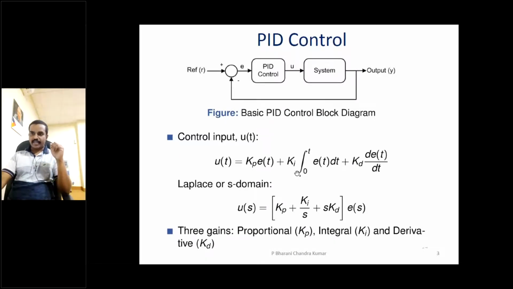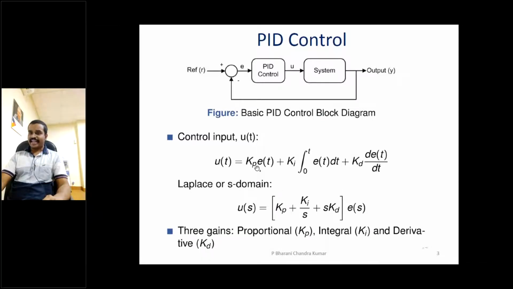When it comes to the I controller, the control input U is directly proportional to the integral of error. That's why the integral is coming into the picture. And the proportionality constant is Ki. And the third term: if the control input is directly proportional to the derivative of the error, we call it derivative control, and that proportionality constant we name Kd. So there are three things here: proportional, integral, and derivative. If we combine all of them together, assuming that Ki is not equal to 0 and Kd is not equal to 0, we call it PID control.